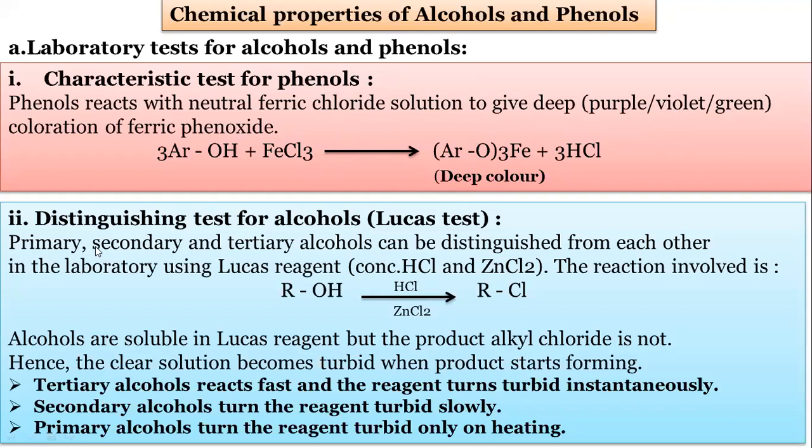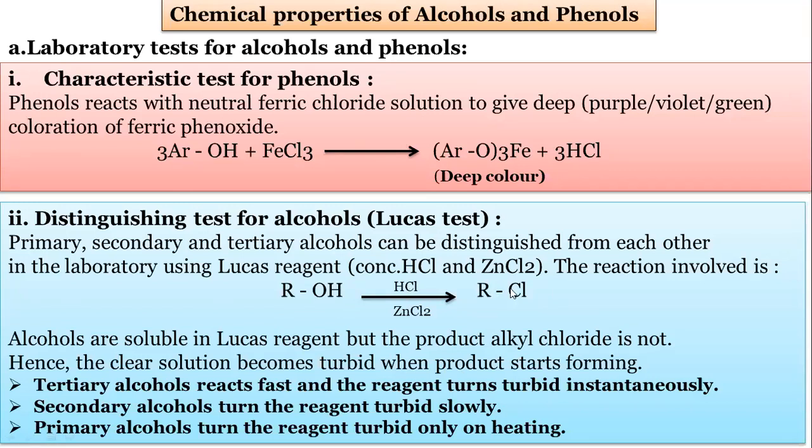Then the next one is a distinguishing test for alcohols. We can identify tertiary, secondary, and primary alcohols by using the Lucas test. You have heard the word Lucas many times in the chapter on halogen derivatives. Lucas reagent means concentrated HCl with ZnCl2. This combination is called Lucas reagent. We use this reagent for this test. ROH, the alcohol, with HCl and ZnCl2, the Lucas reagent, gives RCl, an alkyl chloride.